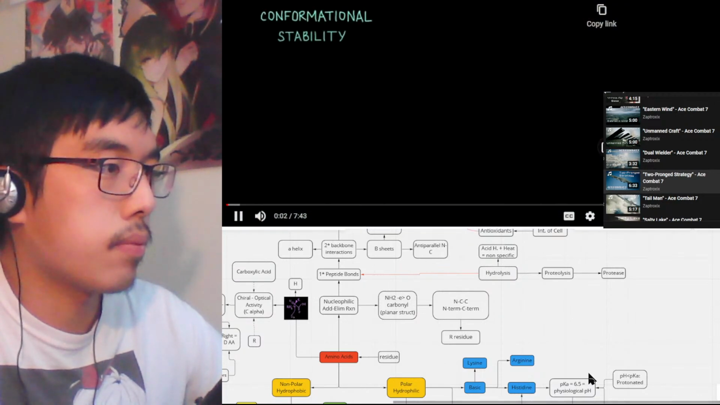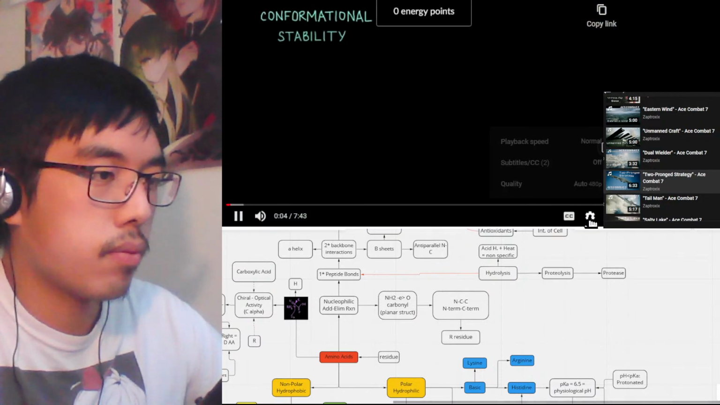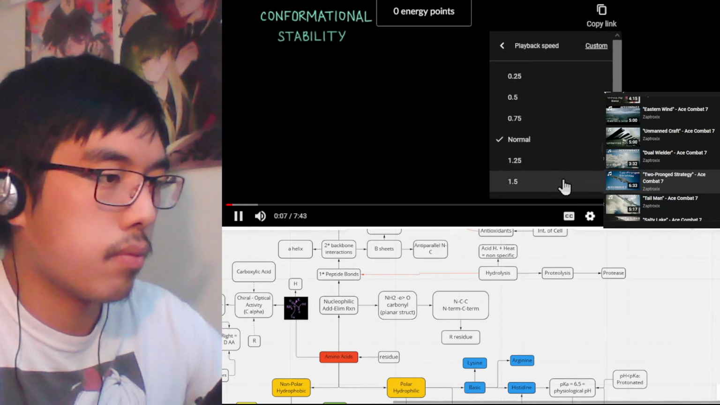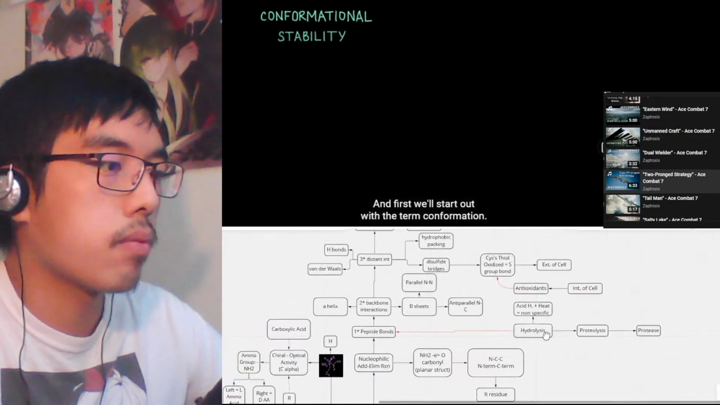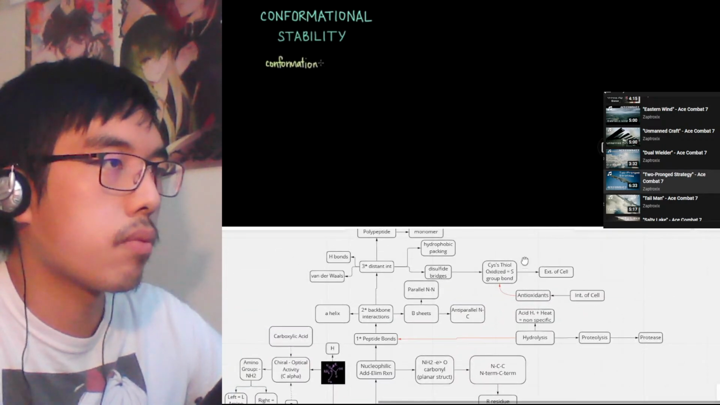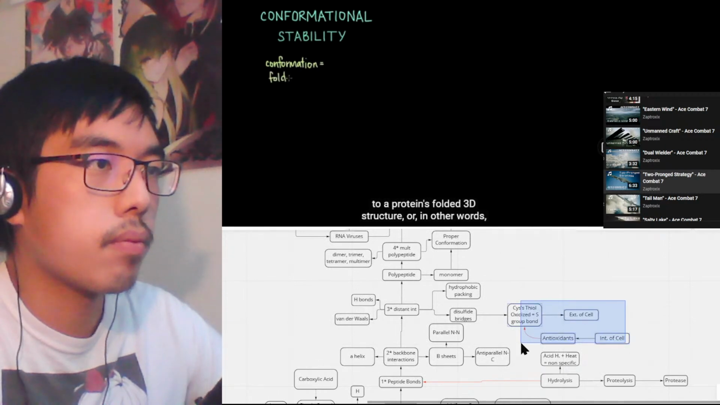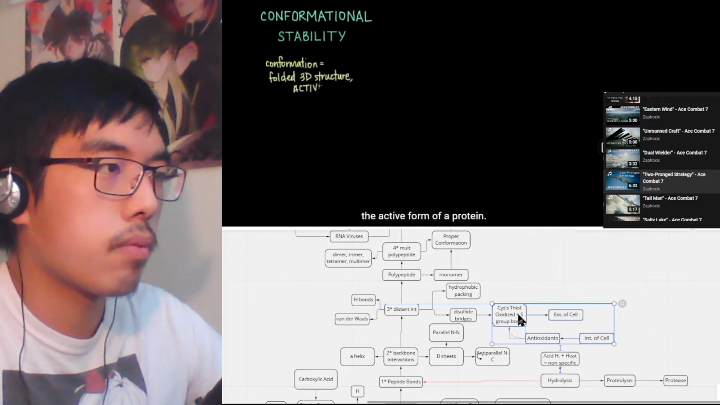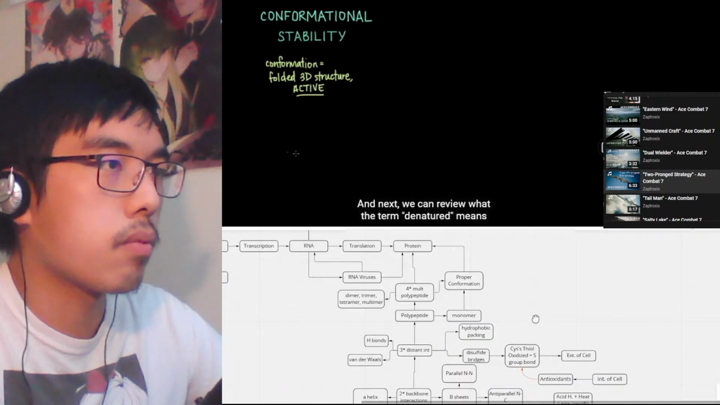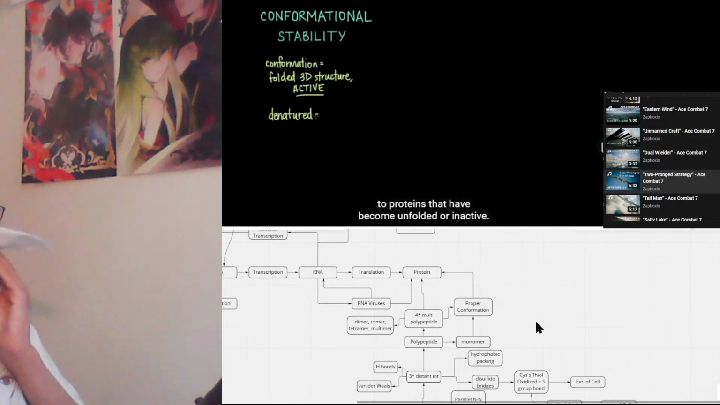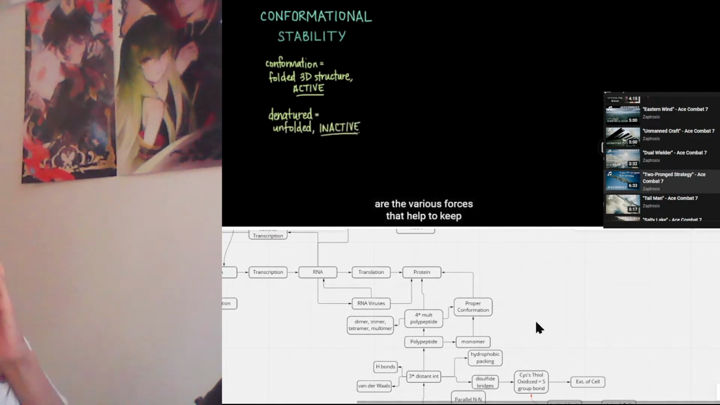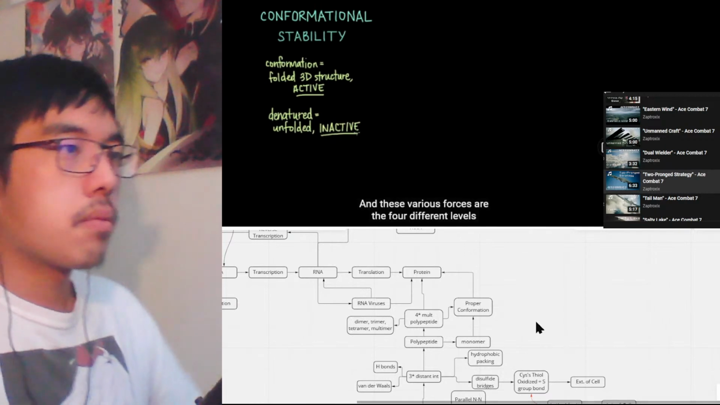All right, let's talk about conformational stability and how this relates to protein folding and denaturation. So first, let's review a couple of terms just to make sure we're all on the same page. First, we'll start out with the term conformation. The term conformation just refers to a protein's folded 3D structure, or in other words, the active form of a protein. And next we can review what the term denatured means when you're talking about proteins. Denatured proteins just refer to proteins that have become unfolded or inactive. So all conformational stability is really talking about are the various forces that help to keep a protein folded in the right way. And these various forces are the 4 different levels of protein structure.